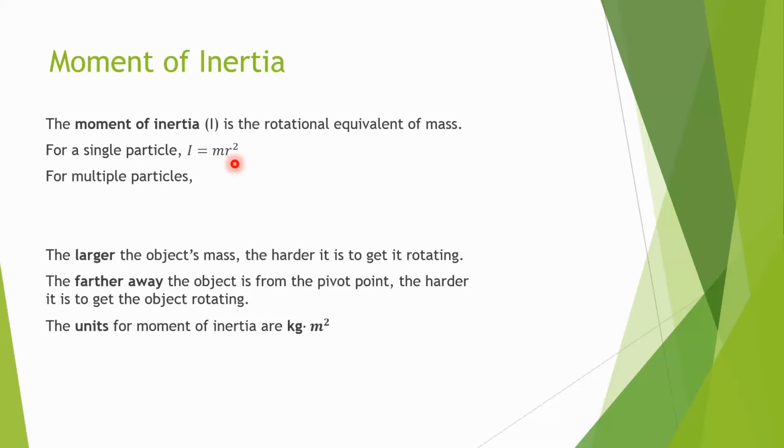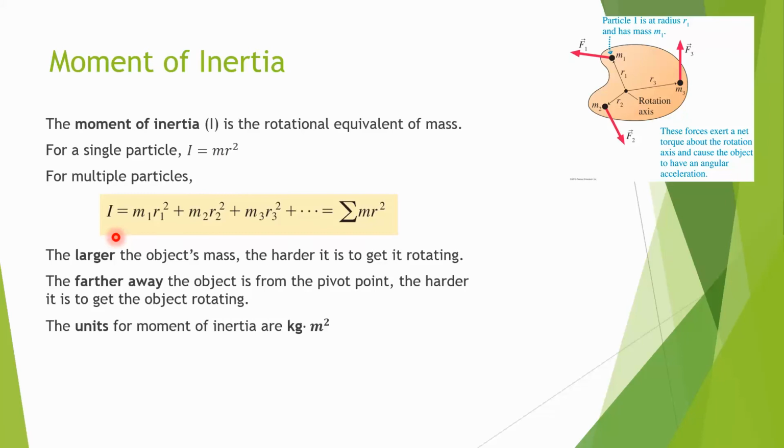If I have more than one particle, let's say I have all of these particles, each mass is going to add a moment of inertia, and all together we'll get a net moment of inertia. So the total inertia of this whole system is the sum of the inertias of each particle. So I is equal to m1 r1 squared plus m2 r2 squared plus m3 r3 squared. We keep adding it up, and it's the sum of m r squared.